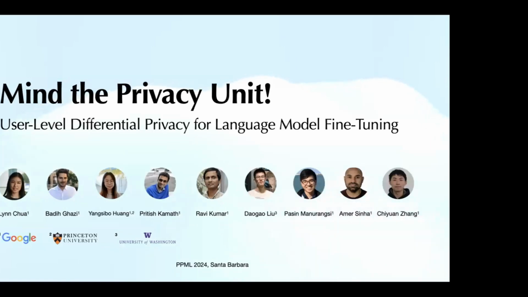So, hi everyone, I'm Yang Sibo, and today I'm going to talk about our work on achieving user-level differential privacy fine-tuning for language models. This is a joint collaboration from when I was still back at Princeton, and now I've joined Google, with my Google collaborators and also a collaborator from the University of Washington.